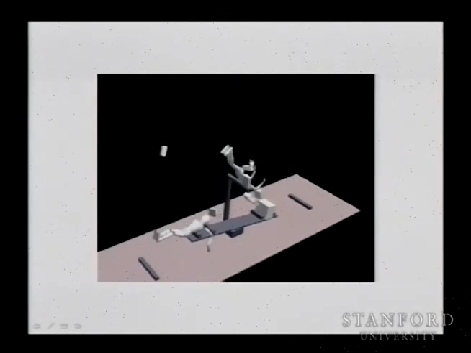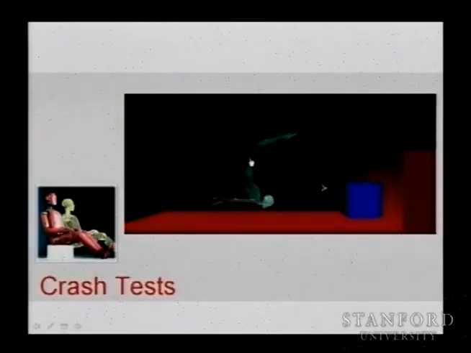So someone from the automobile industry was visiting us and said, now that you have models of skeletal systems and good models for resolving contact, why don't you use them for crashes instead of using dummies, right? Ouch. But it's only in the model.